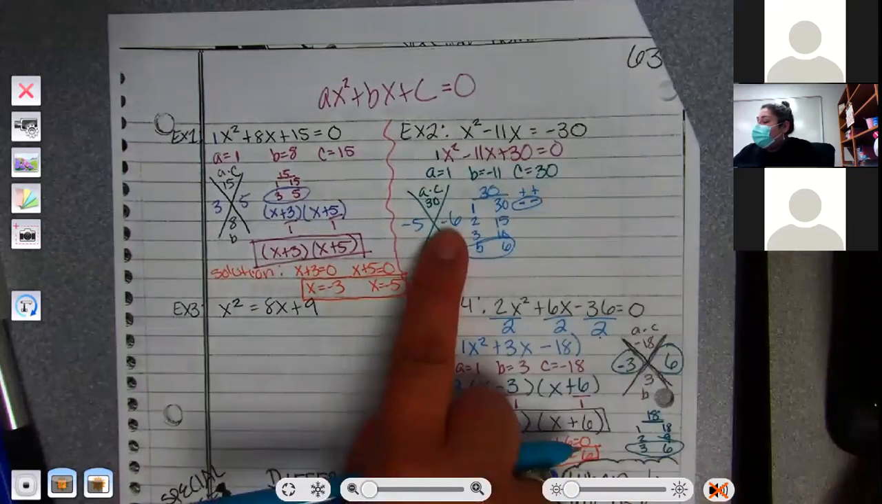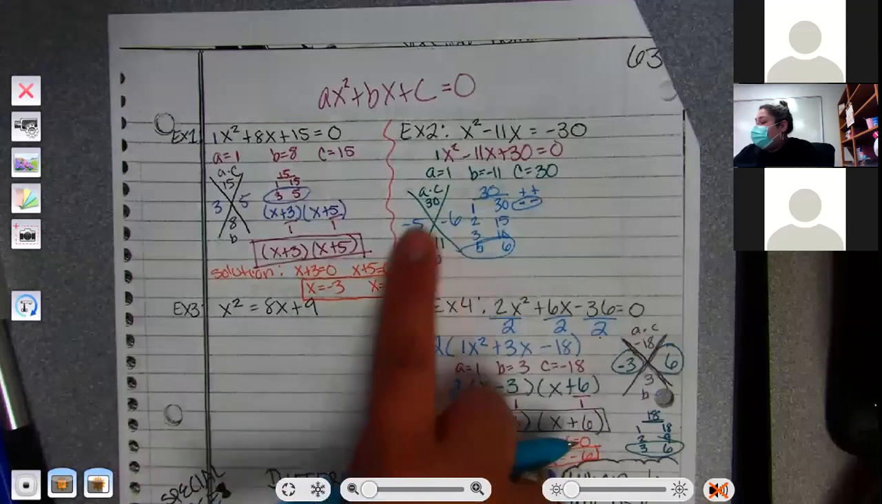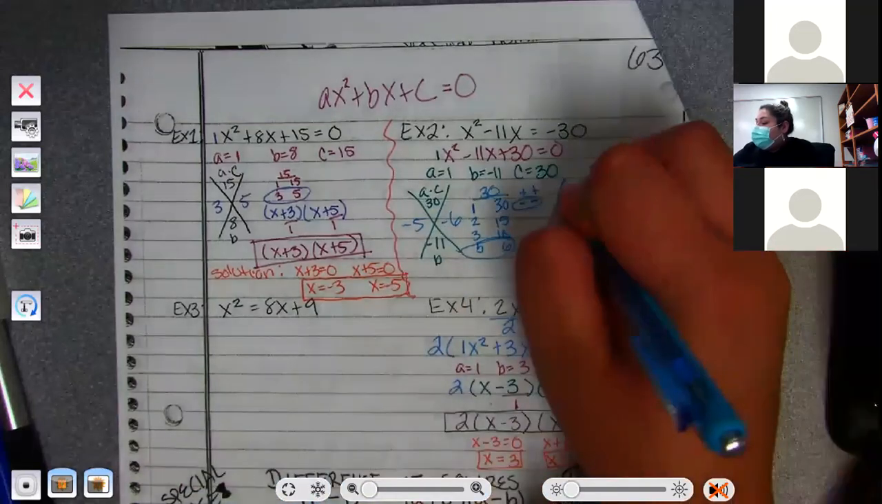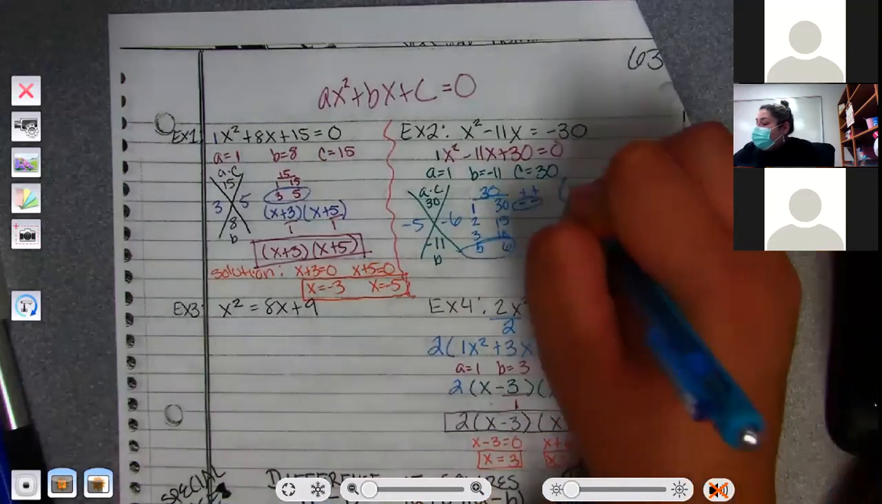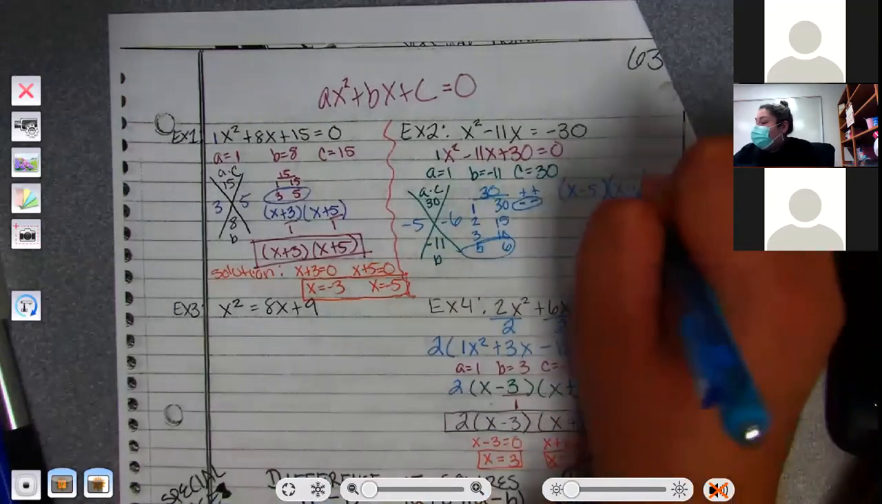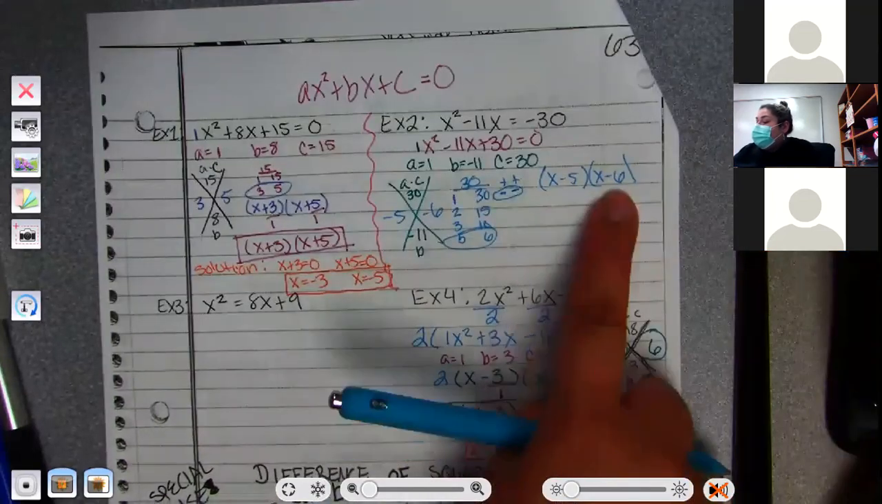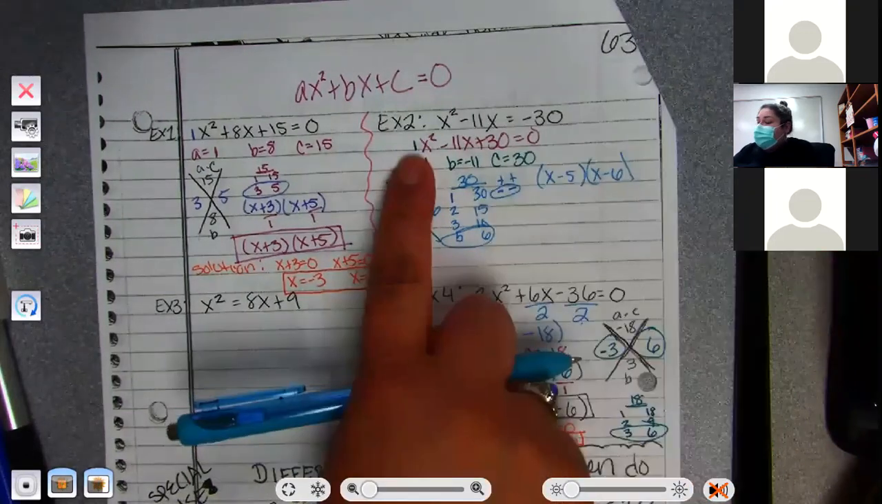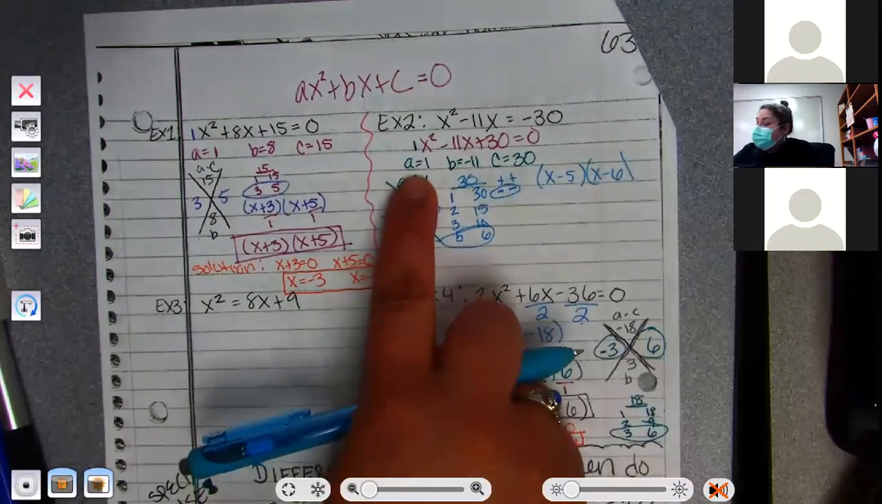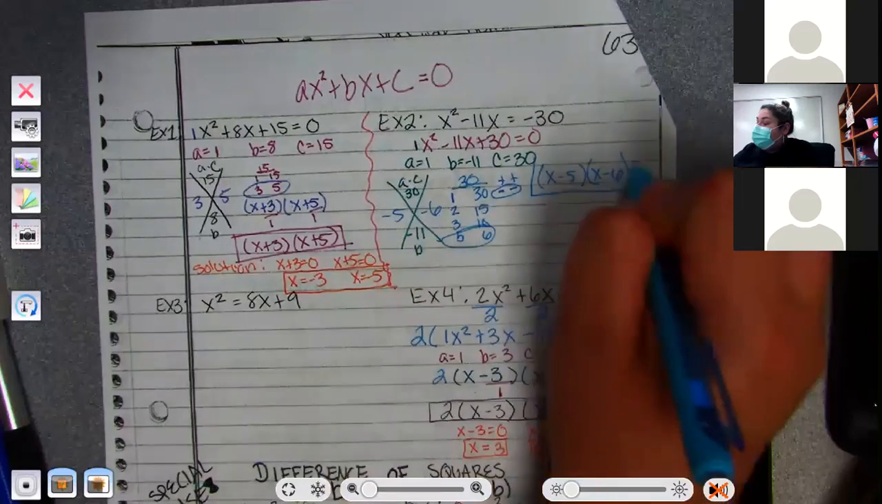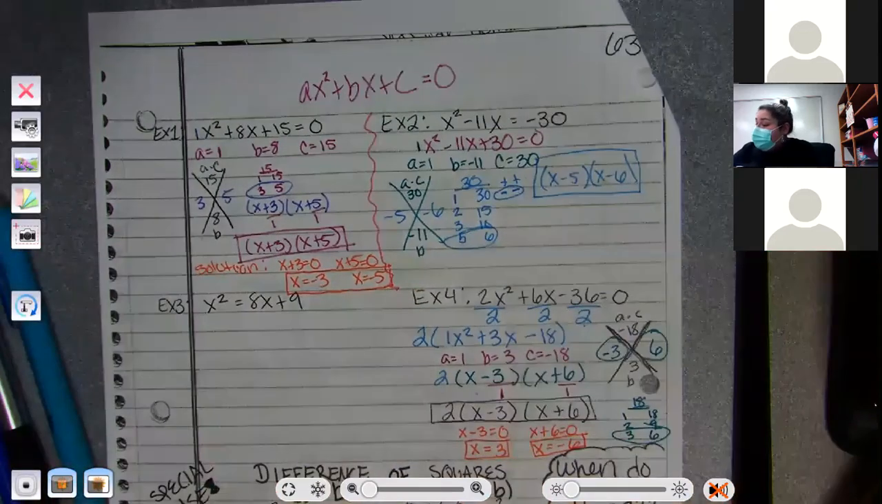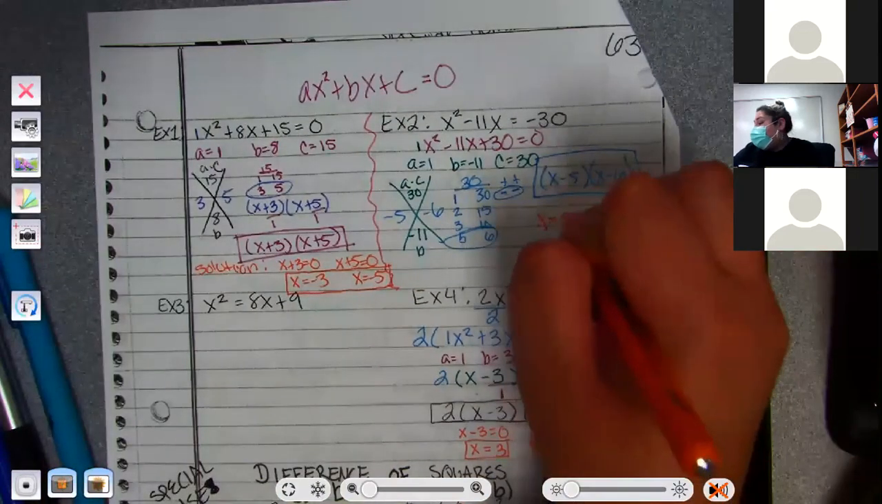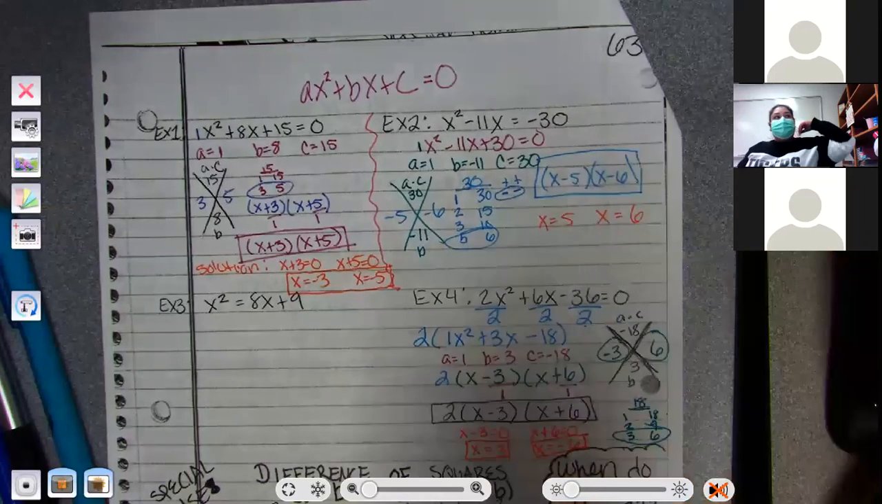Negative 5 times negative 6 is a positive 30 because a negative and a negative is a positive, and you add them together, negative 11. Factor form, so x minus 5, x minus 6. From here, we divide by 1, right? Because that's my a, and that's not going to change anything. So this is my factor form. Zero product property, so x equals a positive 5 and x equals a positive 6.